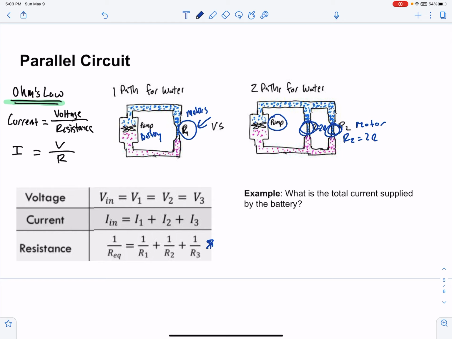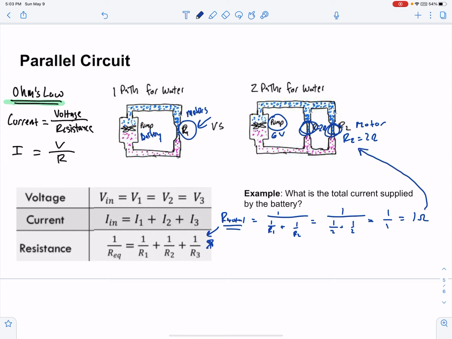But let's just do a quick calculation. All right, say we have a 6-volt battery, and we have two 2-ohm resistors. We'd say our total resistance, if we use this equation right here, is equal to 1 over R1 plus 1 over R2. And that becomes 1 over 2 plus 1 over 2. Well, 1/2 plus 1/2 is 1, so we get 1 over 1, and that's equal to 1. So our total resistance is 1 ohm, whereas previously each one of the motors was 2 ohms. All right, so that kind of makes sense, right? It's easier for water to flow with more components in parallel than before because there's more thin pipes than before.